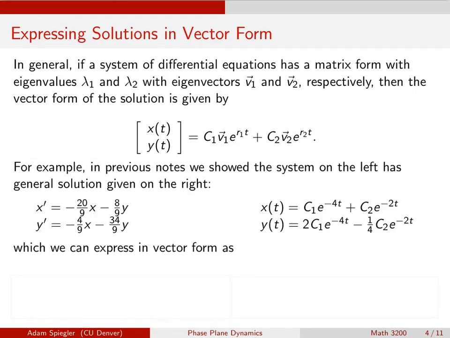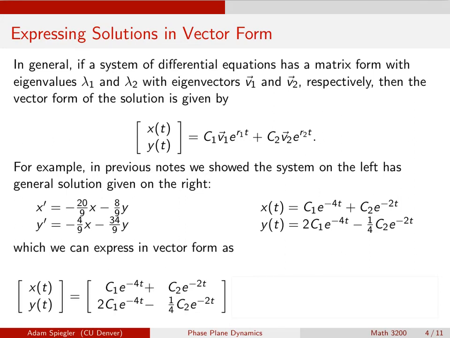In particular, last time we looked at an example where we had this system of differential equations, and we found that it had eigenvalues of -4 and -2. We didn't need to know anything about eigenvectors to find the general solution. We were able to guess what the forms of x and y were, and then plug them back into one of the differential equations to see what the relationships were between the arbitrary constants. But now, I want to write this in so-called vector form.